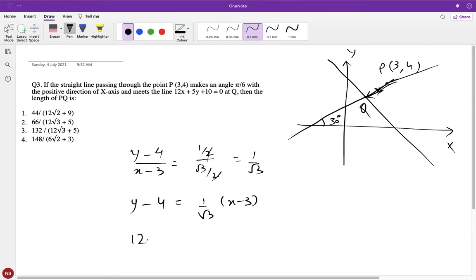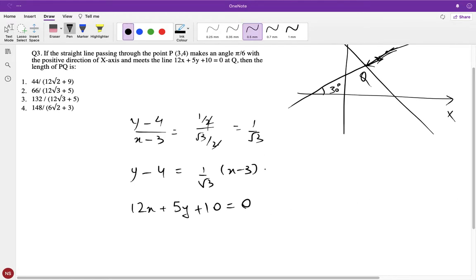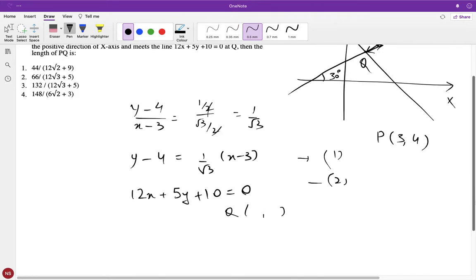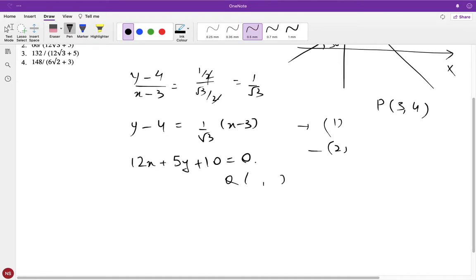This intersects with 12x plus 5y plus 12 equals 0 at point Q. Okay, so this is line 1, this is line 2, and the intersection is Q. Point P is already given as (3, 4). So their intersection will give you some value of x and some value of y, that is Q. Just use the distance formula and you will be able to find PQ. So I don't know why this qualifies to be asked in a competitive exam, other than just wasting time, in my opinion. There's nothing difficult in this problem, just calculations and that's it.